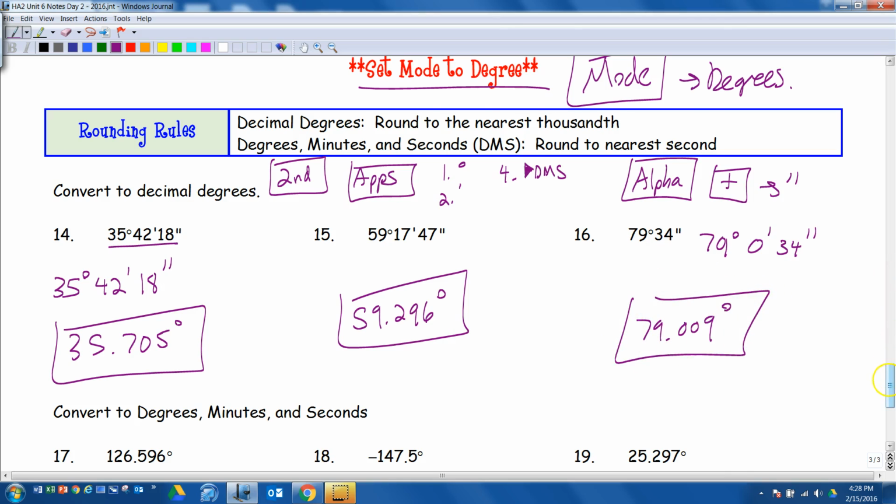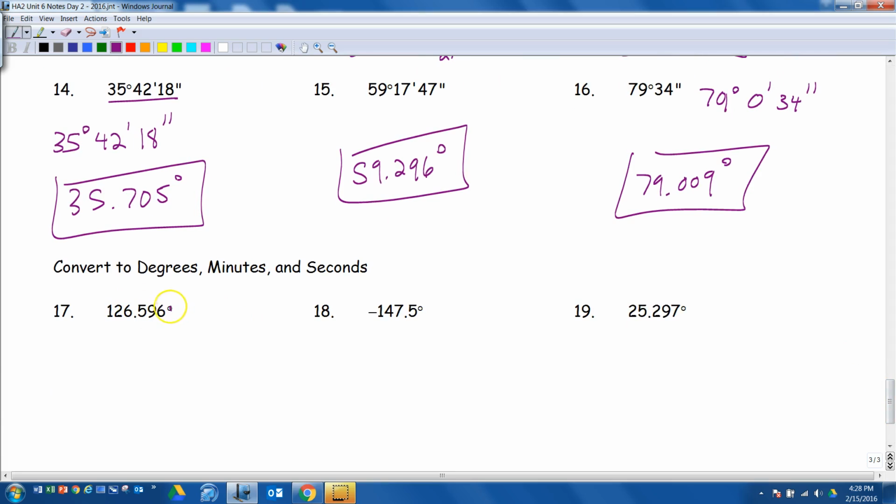Alright, so to go backwards, it's pretty easy. You just type this in. You don't even need the degree symbol because we're in degrees. You type that in, and then you do the second apps thing and pick number 4. And you just say you want it to become degrees, minutes, seconds. So if you type in 126.596, hit second apps, and then go down to 4, and hit enter, it's almost like math frac. This turns into 126 degrees, 35 minutes, 45.6 goes up to 46 seconds. Okay? So this one, since it's half, I could actually just do that without typing it in. Half of a degree is 30 minutes and 0 seconds.